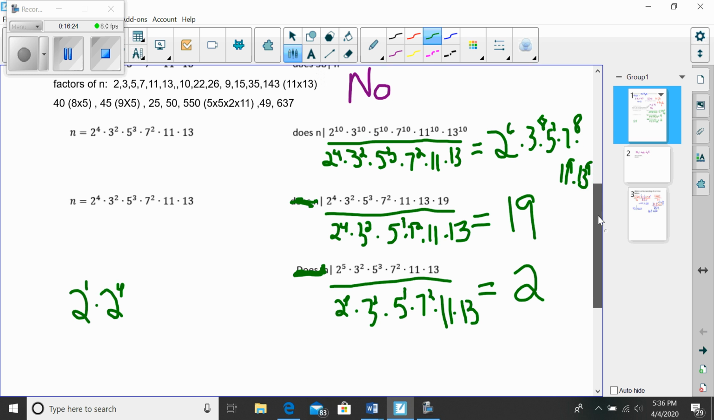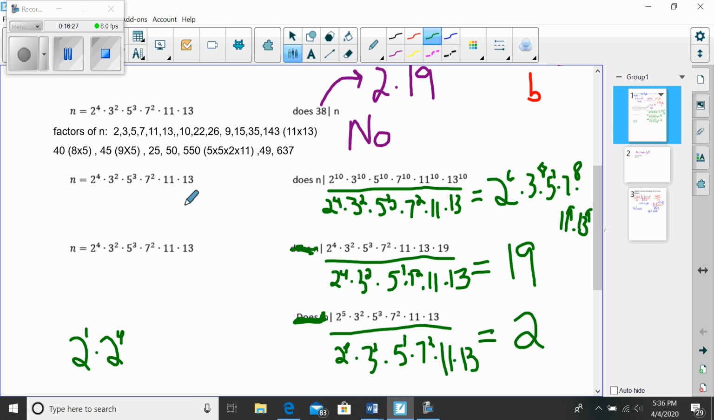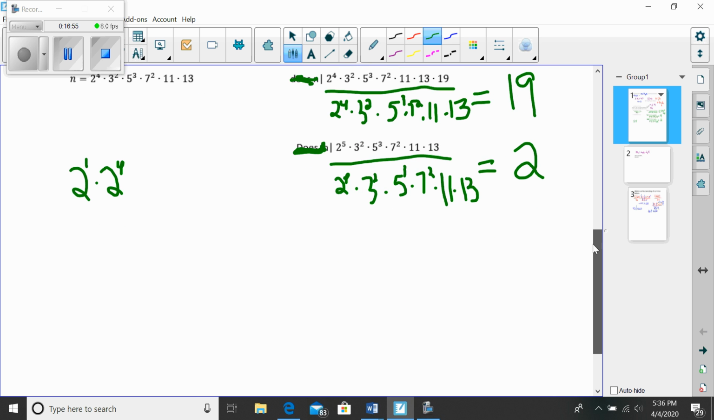Whereas when I'm finding factors, I'm putting my factors like 45, if I want to know if that's a factor, the factors go down in the denominator. Is 9 times 5 a factor of n? The factors go down here and I see, does this in fact divide n? And since it did, it was a factor. Okay, so that's the difference between factors and multiples.